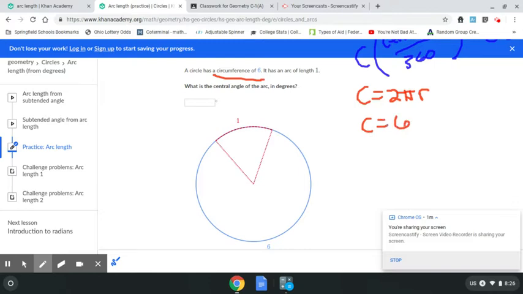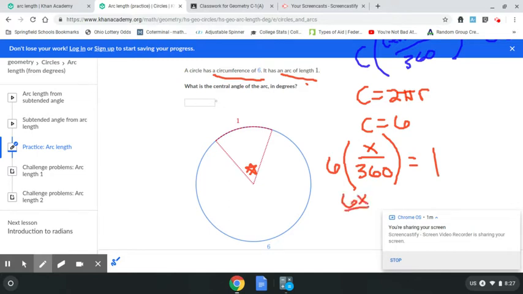I know that the formula is circumference, which in this case is 6, times my angle. I don't know that angle, so I'm going to call that x. And this is the angle that I'm talking about right here. Over 360, it's always 360, equals the arc length, which I've been told is 1. Okay, so now I just go and clean this thing up. I'm going to multiply by 6 here. And when I multiply by 6, it's 6x over 360 equals 1.